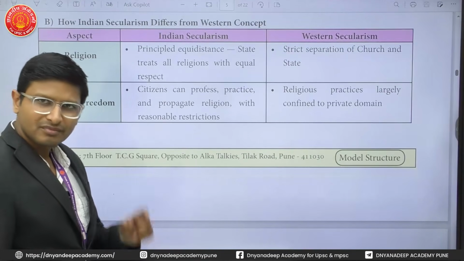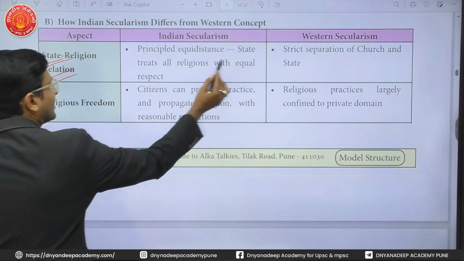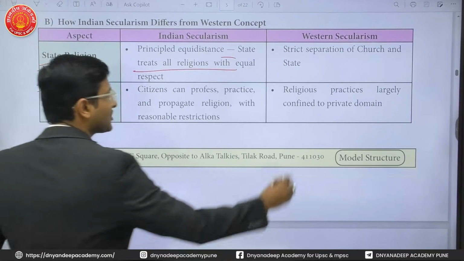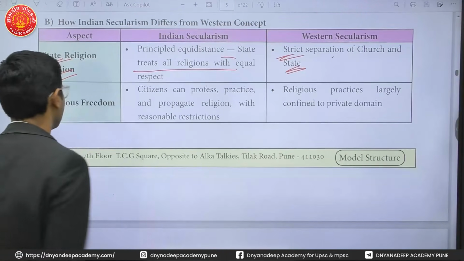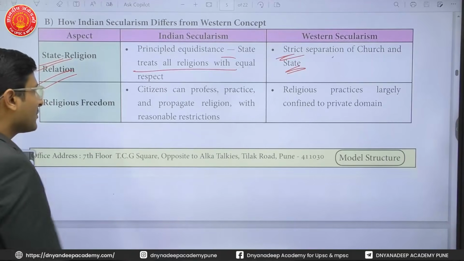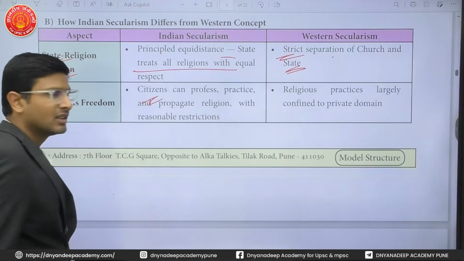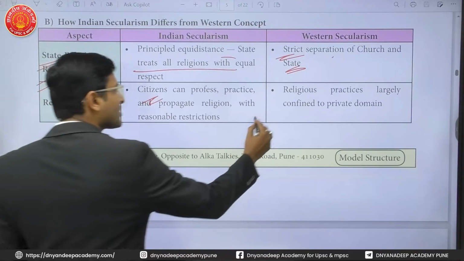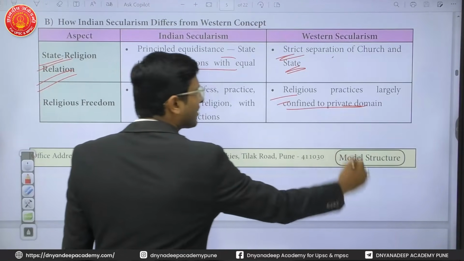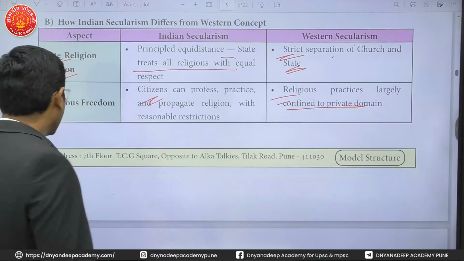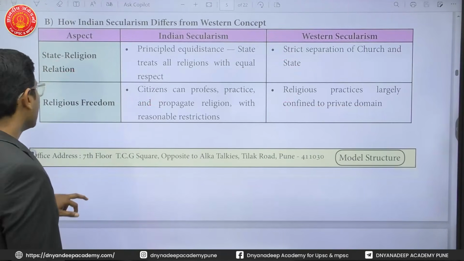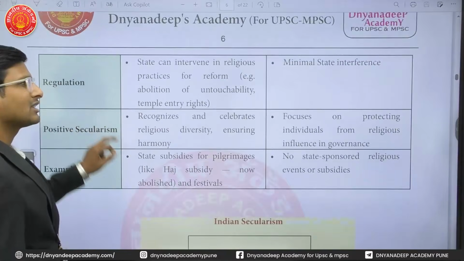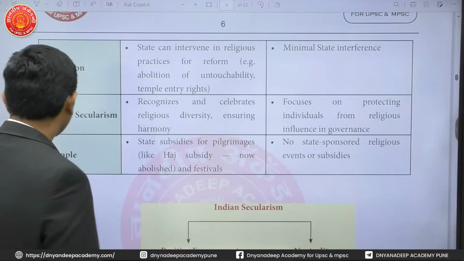religion relations. In Indian secularism, the state treats all religions with equal respect. But in the Western countries, there is a strict separation between the church and the state. In India, people have religious freedom, in the public places also. But in the Western countries, it is mostly confined to the private domain. In public places, you don't have that much religious freedom. It can be considered only as a private affair. That is also a difference.